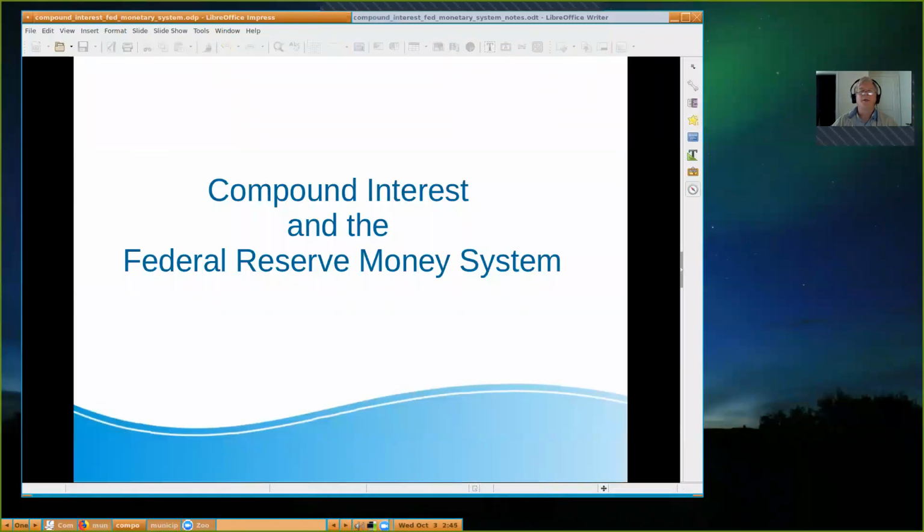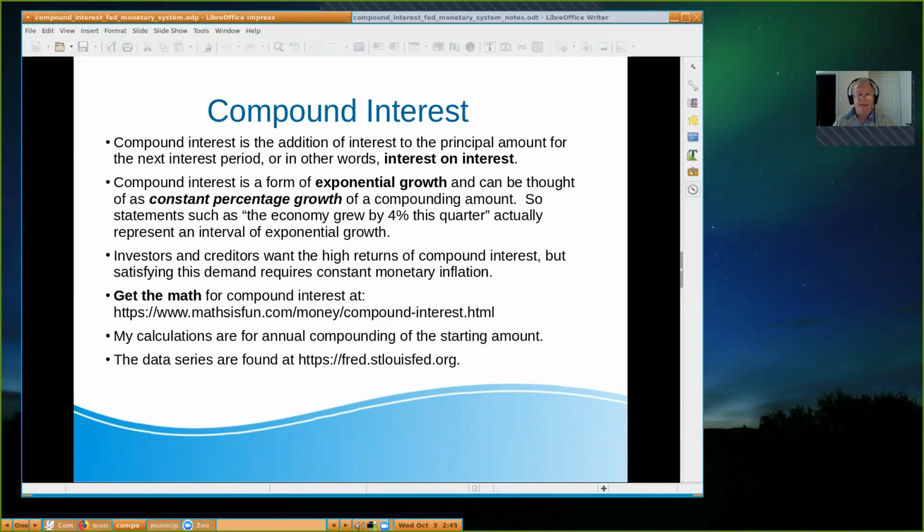We'll start our slideshow. Compound interest and the Federal Reserve money system. Compound interest. Let's talk about that first so that we know what we're talking about. Compound interest is the addition of interest to the principal amount for the next interest period. So you collect interest, say it's an annual interest period, so you have 1 year, then you collect the interest, then you add that to the principal, and then for the next year, you're calculating interest on the original principal plus the first year interest.